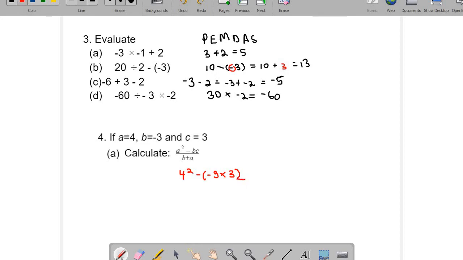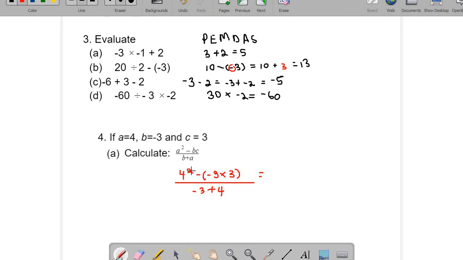Alright, trying to get this line straight. Okay, finally. So we have b plus a in the denominator, so that's going to be -3 plus 4. Like I said before, work out what is in the numerator and the operation in the denominator separately.